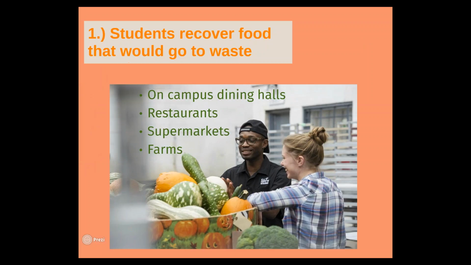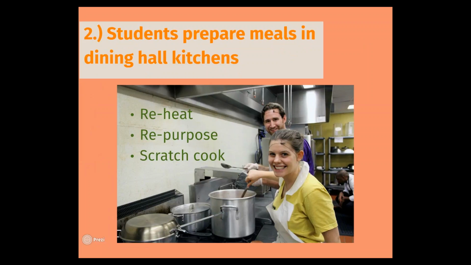So our general model has 3 essential components. The first crucial aspect is students recovering food that would have otherwise gone to waste. This can occur at a variety of locations, as you can see, such as dining halls, grocery stores, restaurants, farms, and so on. The next component of our model is preparing meals. Some campus kitchens reheat or repurpose food to create well-balanced and nutritious meals, while others scratch cook. This all depends on the type of product they're receiving from dining, grocery stores, and so on.